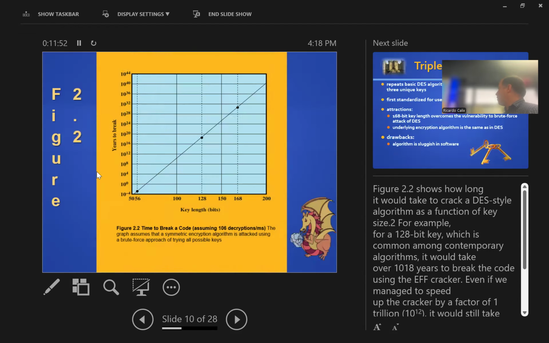Here's a nice little chart of the relationship between the number of bits in the key and the number of years it would take to break the algorithm. You can see it's kind of a linear relationship, and that's why they keep increasing the keys.